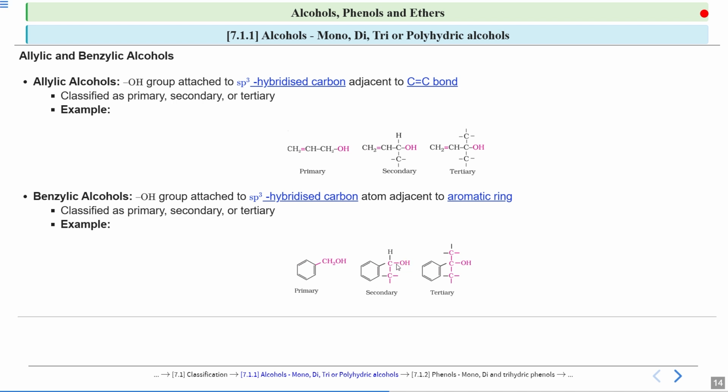Similarly, this is a secondary benzylic alcohol. The hydroxyl is attached to this sp3 hybridized carbon, which is attached to two other carbons: this one, and the carbon of the aromatic ring. So this is a secondary benzylic alcohol, and this is a tertiary benzylic alcohol. The hydroxyl is attached to this carbon, which is attached to three other carbons. Two are substituents, and one is the carbon of the aromatic ring. So this is a tertiary benzylic alcohol.